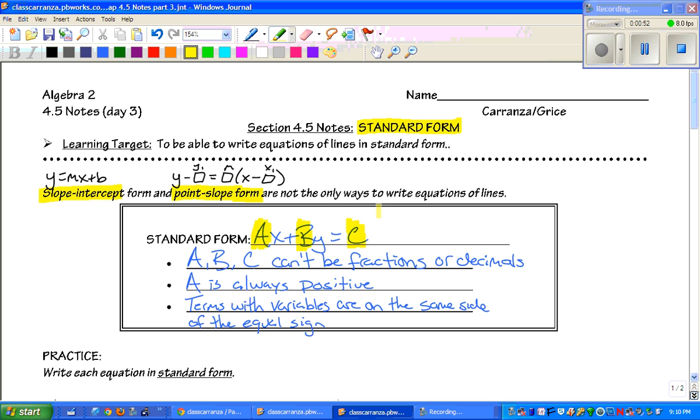The thing about standard form is it's got a couple of rules that we have to follow. The first one is that a, b, and c, which are always numbers, cannot be fractions or decimals. Okay? So no fractions or decimals. Two, a is always, always, always positive. And the last one is the terms with the variables are on the same side of the equal sign. Okay? So if you need to pause the video to write those down, we're going to go ahead and move on.